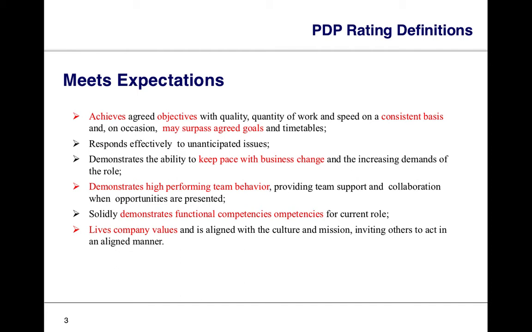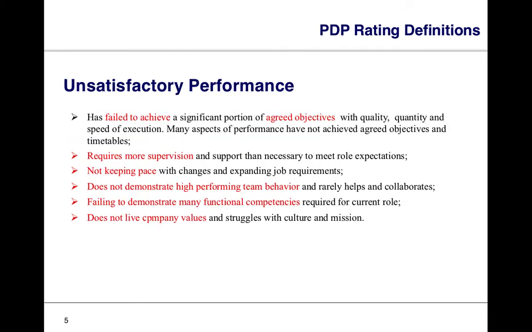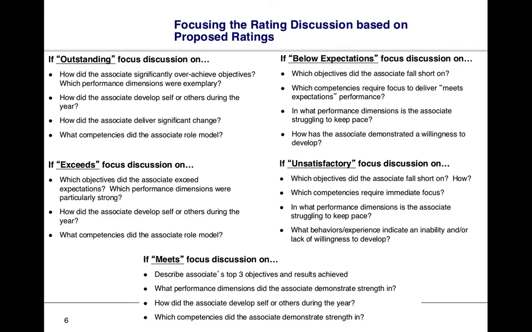You need to make sure that you write about whether this person is outstanding, exceeds expectations, meets expectations, below expectations, or unsatisfactory performance, and provide reasoning in detail using the bullet points of the overall case. So if the person is outstanding, focus your discussion on how did the associate significantly overachieve objectives? Which performance dimensions were exemplary? Were all of them outstanding?